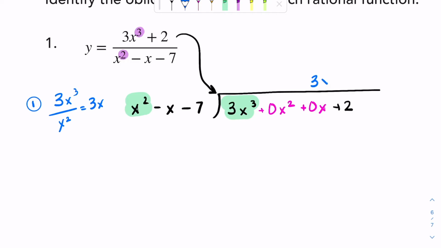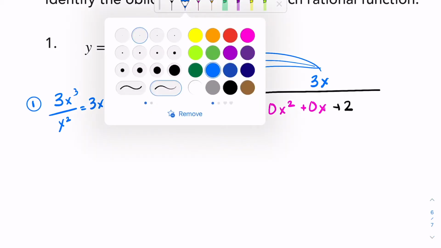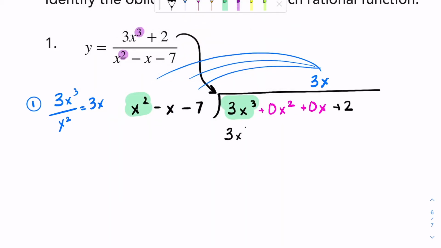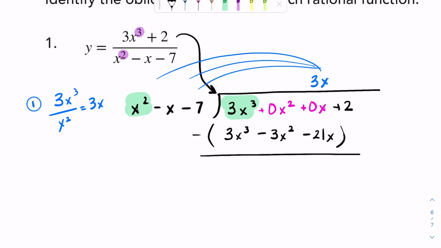That's our first term. 3x times all terms, we have 3x times x squared, which is 3x cubed. 3x times negative x is negative 3x squared, and 3x times negative 7 is negative 21x. We are subtracting all terms. 3x cubed minus 3x cubed is 0. 0 minus negative 3 is positive 3x squared. And 0 minus negative 21 is positive 21x. Bring down the 2. Repeat the process.